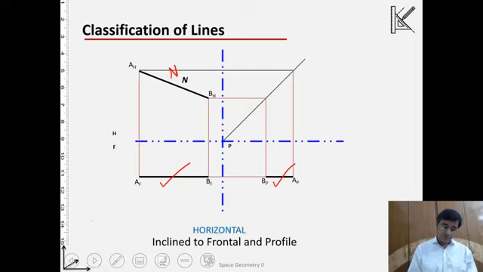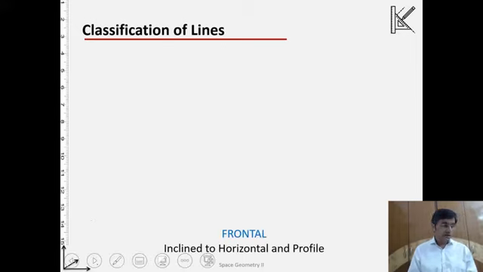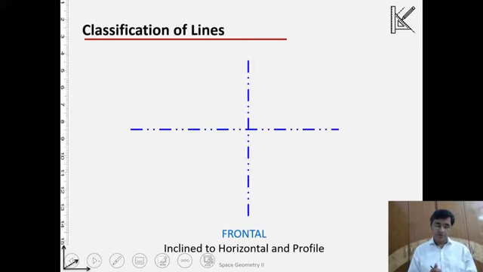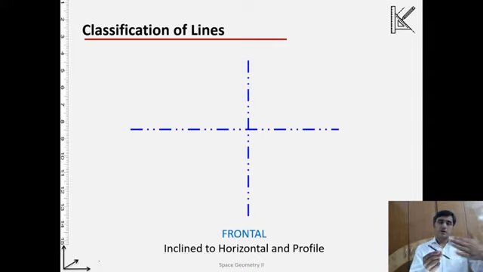We go further from here. So this line is called the horizontal one. Another line, we call the frontal line. The meaning of the frontal line is that the line is parallel to the frontal plane while it is inclined to the horizontal and the profile. So this is how the line is. Projection on the frontal will be true, while projections onto the profile and the horizontal will be foreshortened.